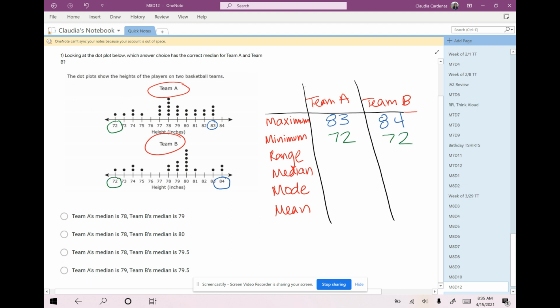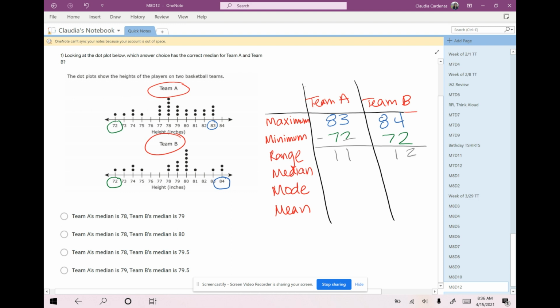And the reason we are writing this in the order of maximum first and then minimum is because when we look for the range, we know that we subtract these two numbers. So it's nice to have the bigger number on top so that we can subtract and find the range all within our table. It's a really cool trick this teacher taught me, which I love, and it just makes it so much easier for students. So 83 minus 72. The range for Team A is 11, whereas the range for Team B is 12.